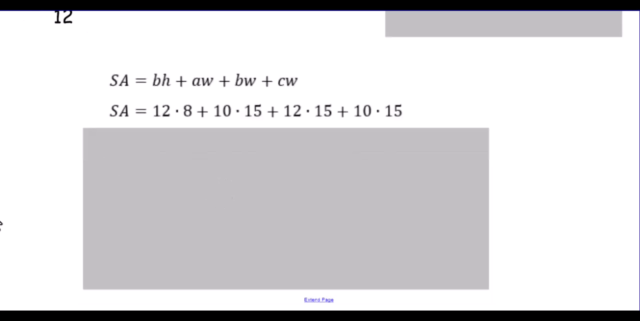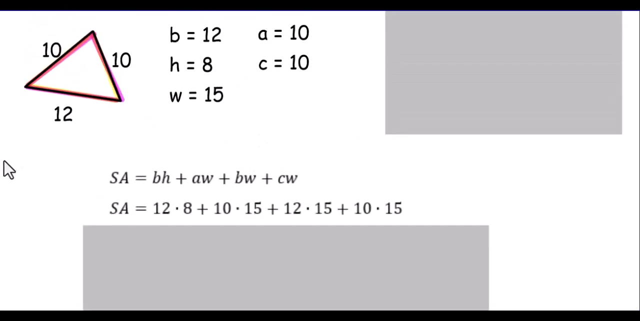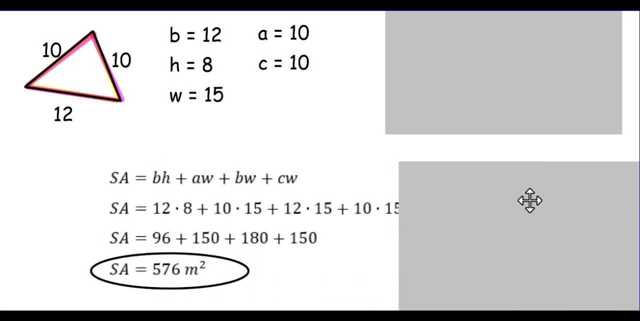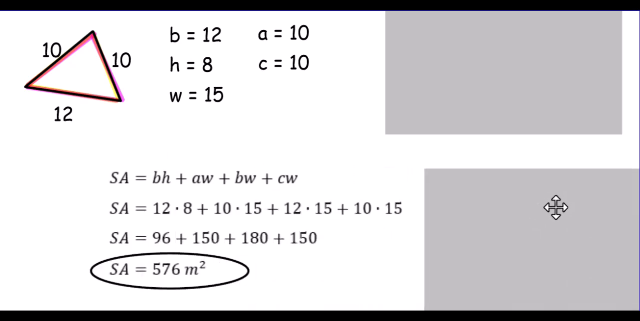So that's going to be 12 times 8 for my base times my height, plus AW, which is 10 times 15, plus BW, which is 12 times 15, plus CW, which is 10 times 15. Once I calculate all of those products and then add them together, I should get a surface area of 576 meters squared.